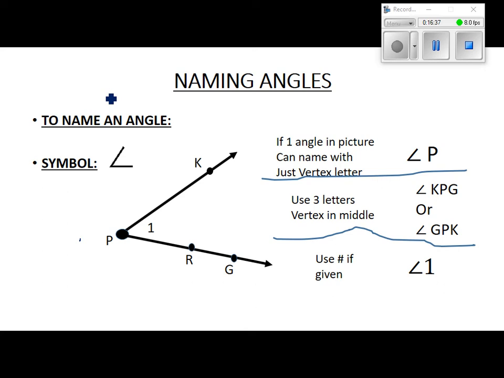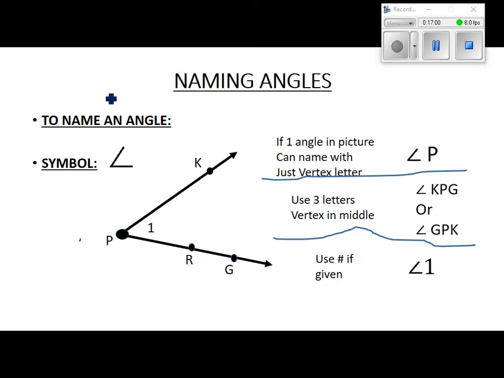How many angles do you see here in this picture? 1. So this time it'd be okay. And it's just the short, lazy way to do it. We could name it just angle and then just the vertex, angle P, if that's the only angle in the picture.